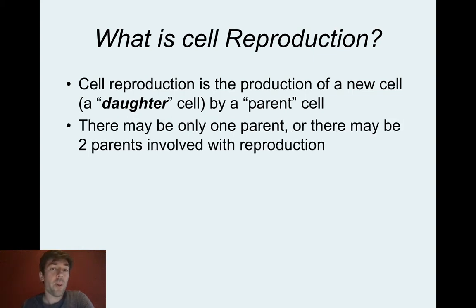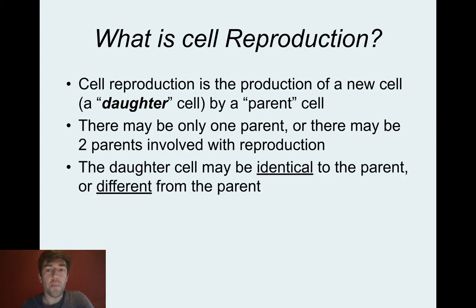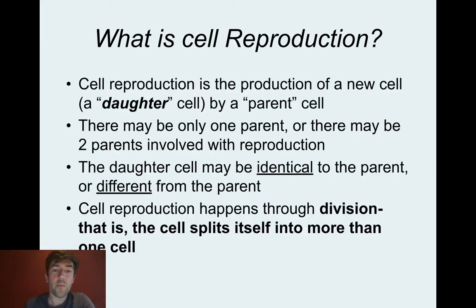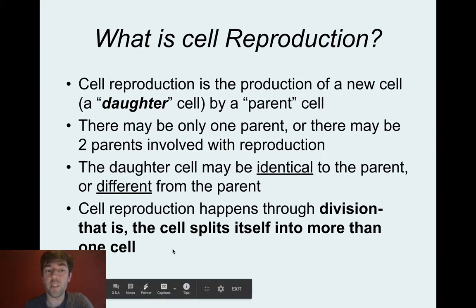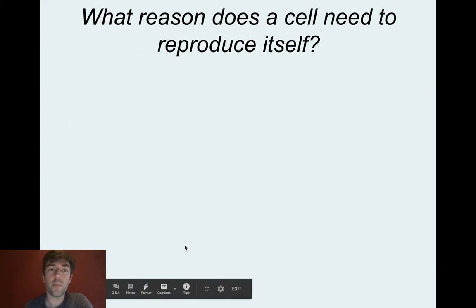There might be only one parent, or there might be two parents when it comes to cells, and we'll talk about both of those types. The daughter cell might be identical to the parent, or it might be different. Cell reproduction happens through division. The word we're looking for here is division. And so basically the cell splits itself into more than one cell. You'll see a picture of that in a moment.